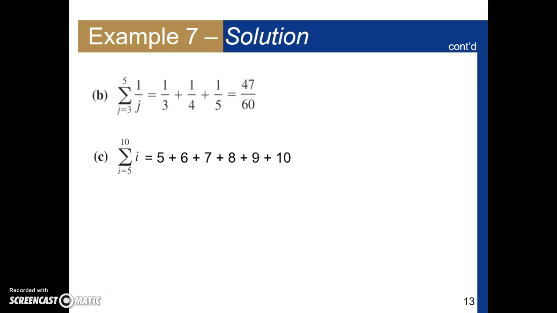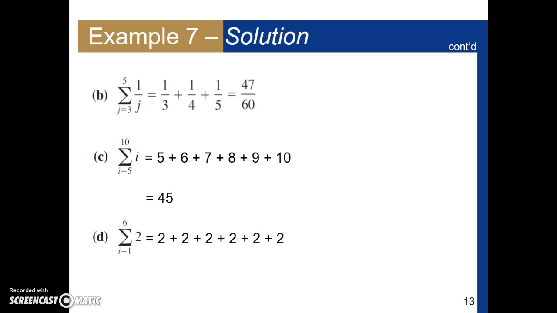Now on C, here's where they're using i. It means the same thing as k, the same thing as n. So we start at i equals 5, and we stop at i equals 10, and the term is just i. If my first term is the number that I start with, then that's my term. Here we're adding 1 over j where we start with j equals 3. Here we're adding i where we start with i equals 5. So it literally is 5 through 10 added together. So that sum is 45.